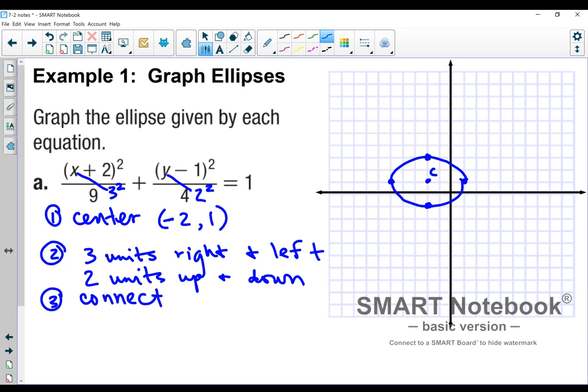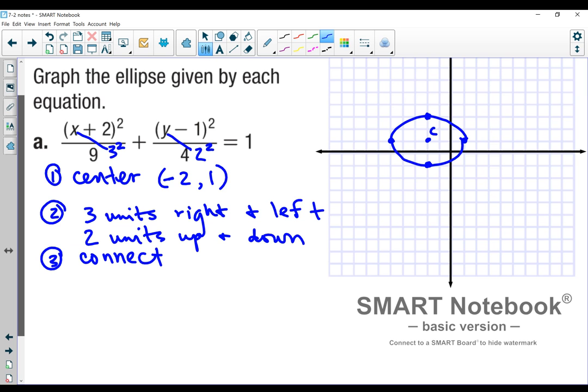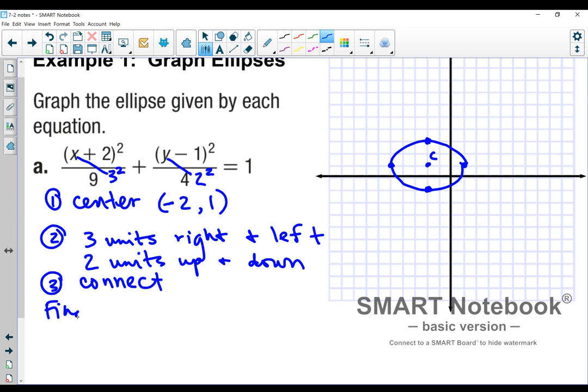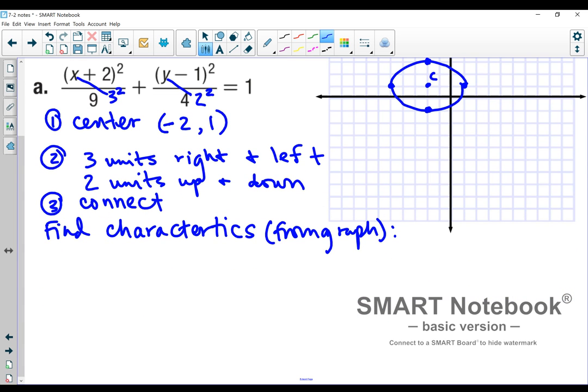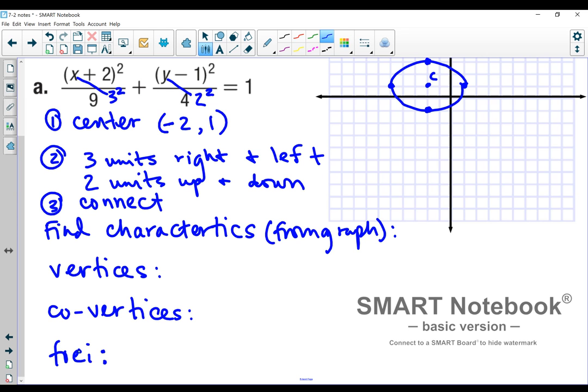So now we're going to get our important characteristics from the graph. I know it doesn't say that, but that's going to be a big part of your homework, so we should probably do that here. So we're going to find characteristics. And then always we work from the graph. So what this is getting at is we want to find our vertices. And we want to find our co-vertices. And we want to find our foci, which I think we neglected to mention on the first page. So when we get down to foci, I'll flip back and we'll add that into our notes.